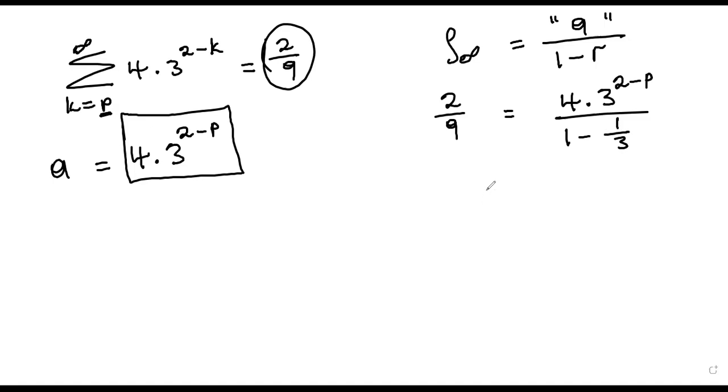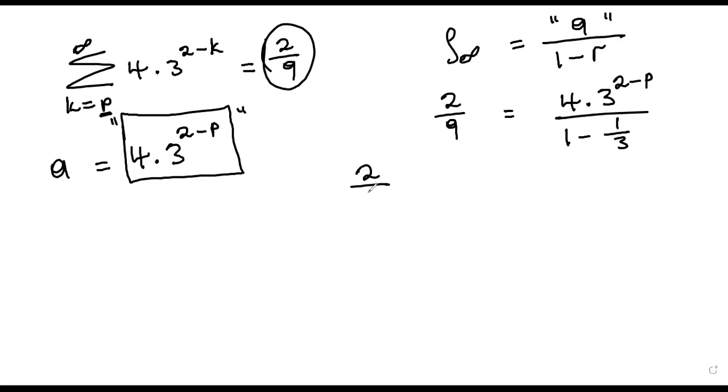We only need the first term and the constant ratio. So if we are given the sum to infinity and the constant ratio, then it means we must find the value of A. So we found the value of A in this case, but we know that A is going to be in terms of P. P, which is a variable, which we must find its value. So it's nice. Fine stuff.